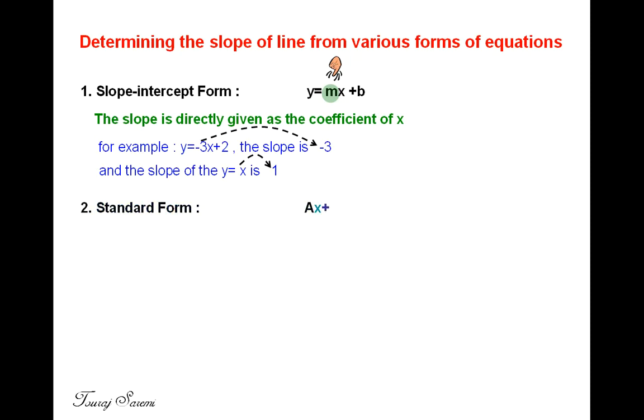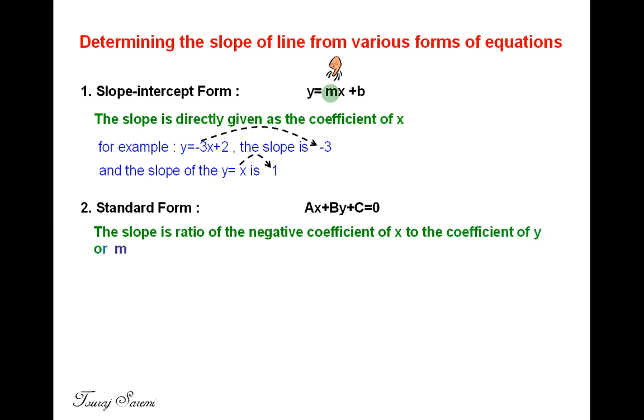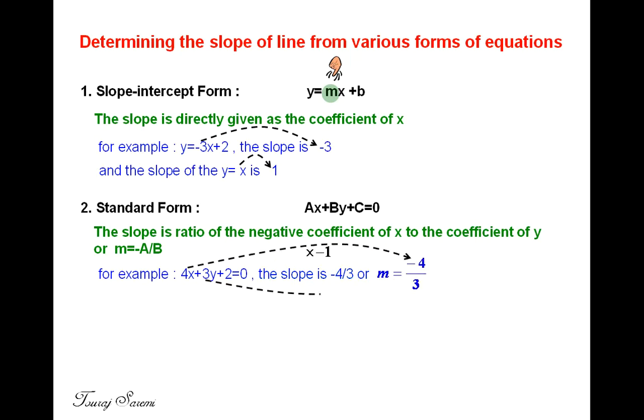2. Standard form. The slope is the ratio of the negative coefficient of x to the coefficient of y. For example, for 4x plus 3y plus 2 equals 0, the slope is minus 4 over 3, and the slope of 5x plus y plus 2 equals 0 is minus 5 over 1.